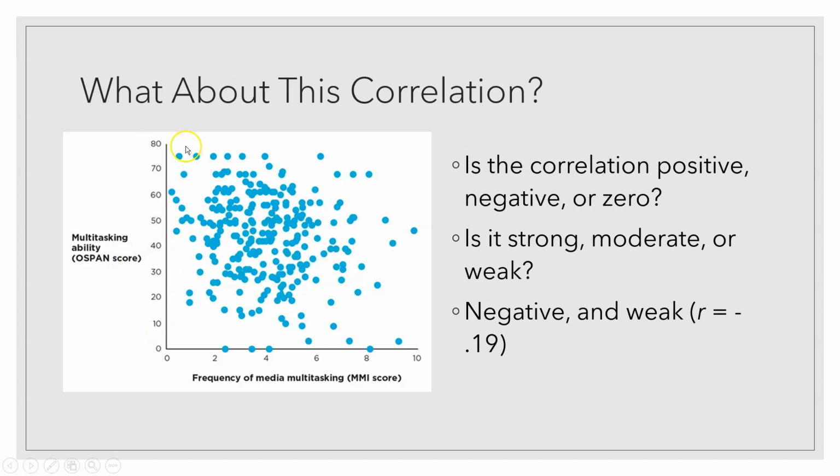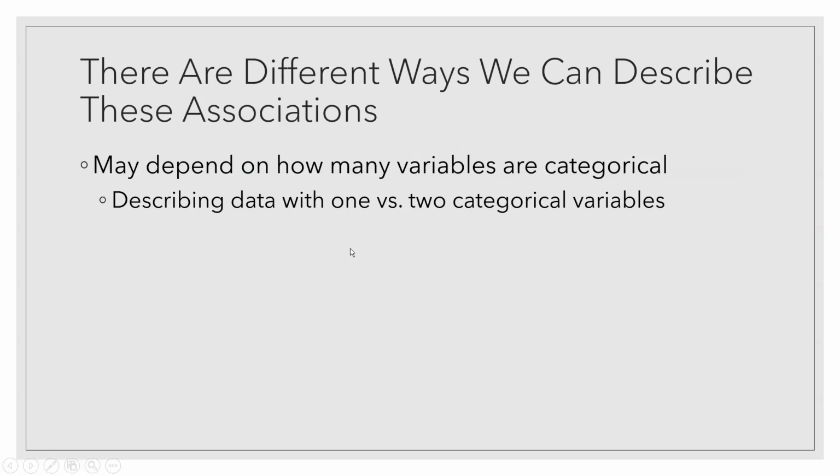So when you have quantitative data, especially if it's continuous and you have two of these variables, scatter plots are pretty good at this. But there are some different ways that we can describe and graphically show these associations, and part of it does depend on how many variables are categorical.